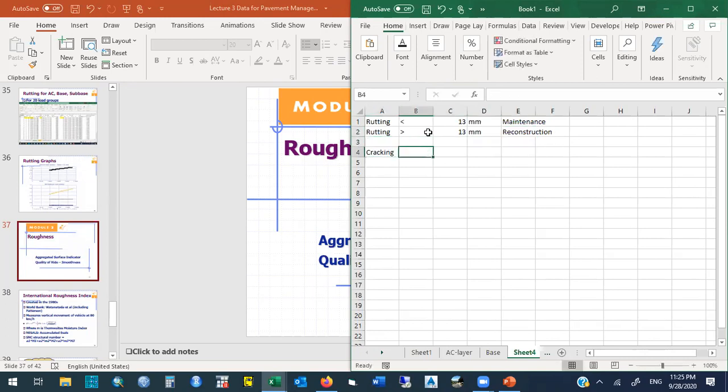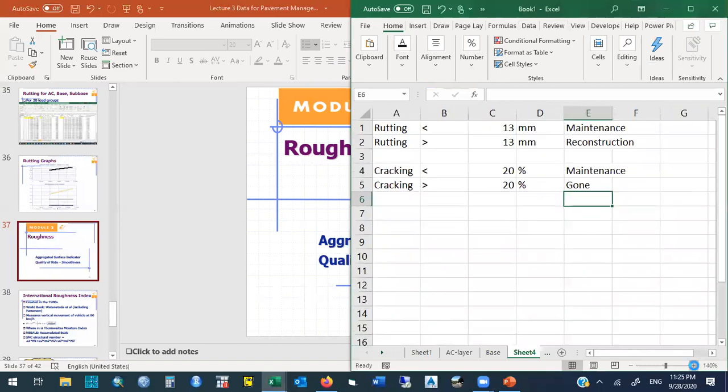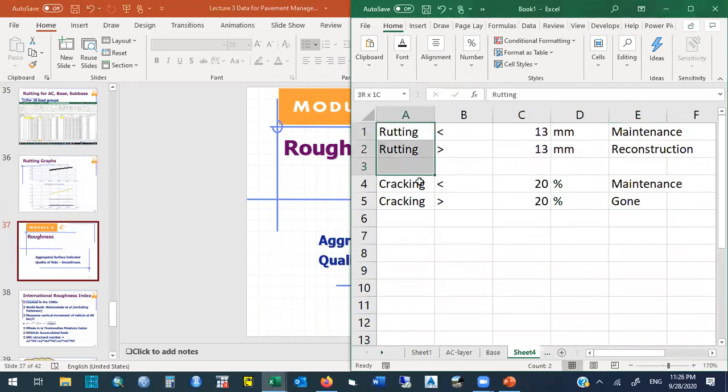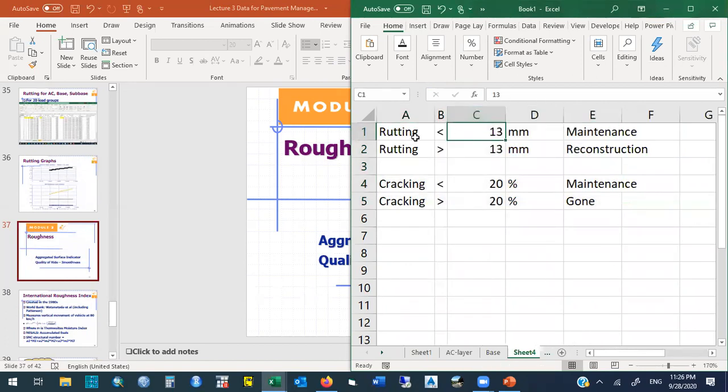The cracking is less than 20% on the wheel path, and that means I can still do maintenance. The cracking is more than 20%, the pavement is gone. And there's even more than that, okay? But we're gonna talk about it. But this is why the rutting and the cracking are preferable indicators for pavement condition, because they actually tell you how much damage you have.